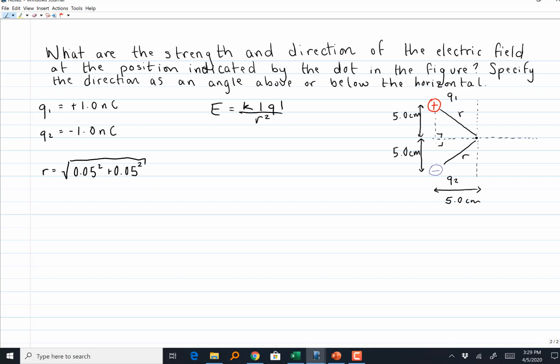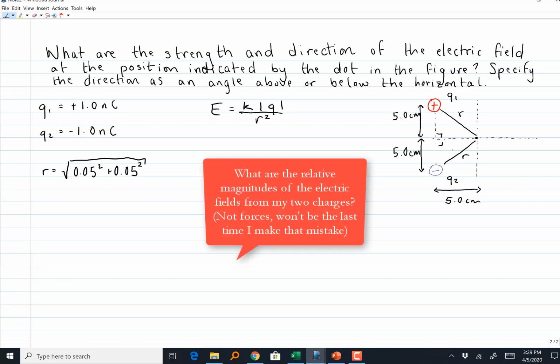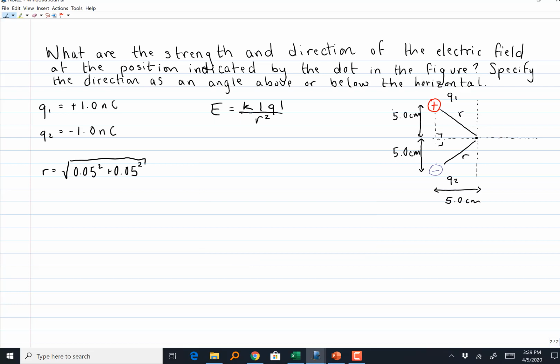And that will give us our total distance, r. So what I'd like you to do right now is, just looking at this problem so far, what can you say about the relative magnitude or size of the electric field at this point, at my dot, from the individual forces on my positive Q1 and positive Q2? I'd recommend pausing the video for a second and thinking about what the relative size of these two electric fields will be.